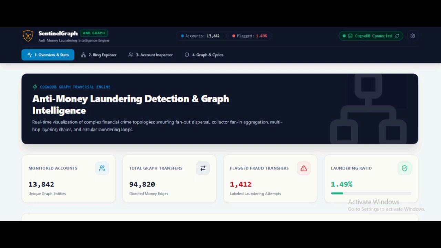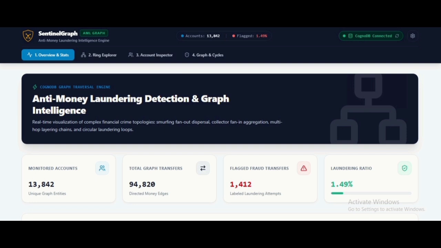Suspicious behavior usually appears as a pattern across many accounts, such as one account sending money to many others, or many accounts sending money into one, money moving through several intermediates, or the money eventually returning to the starting account. So SentinelGraph is designed to expose these patterns and make them easier to investigate.